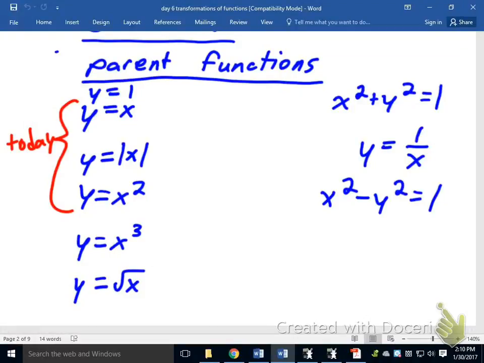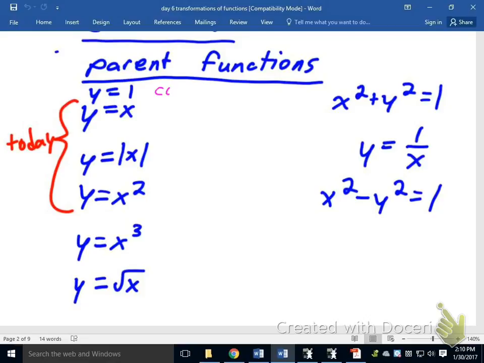Alright, this is Unit 1 Functions. This is Day 6, Transformations of Functions. What I have listed out right now is the functions that are deemed parent functions. We look at these functions as the basic types of all functions, that all functions are simply transformations of these functions. I've got the names for a few of them.